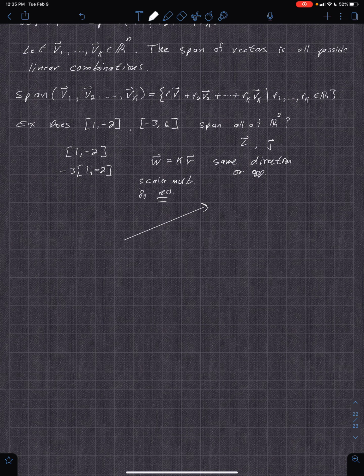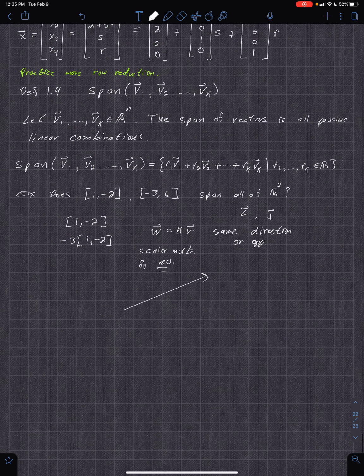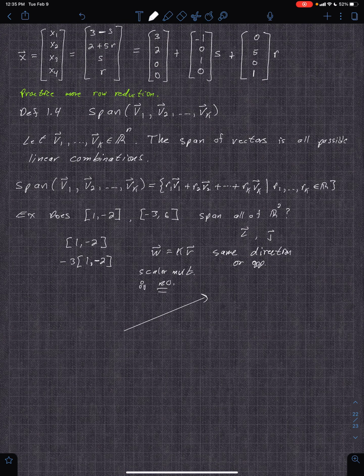Okay, so we'll get more into that as we go. 1.5 is inverse matrices, and that'll take a little bit. And then 1.6 is on subspaces. And that'll be it. It's kind of a lot in chapter 1, huh? Okay, moving along.